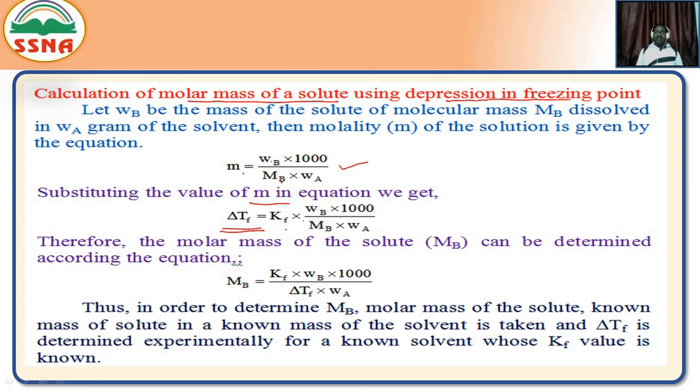Anyhow, we know that Mb means molar mass of solute, Wb means mass of solute present in solution, Wa means mass of solvent in solution. Okay, rearrange the expression. We are getting Mb equals Kf into Wb into 1000 by delta Tf into Wa. By using this expression, we can easily calculate the molar mass of solute present in solutions.